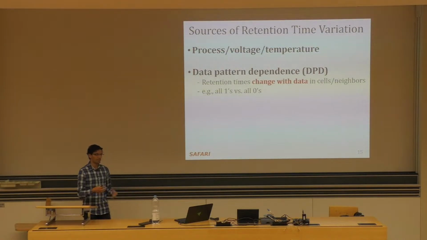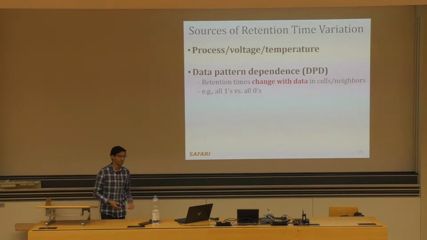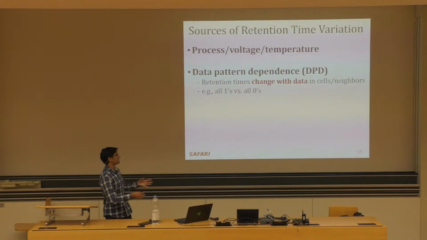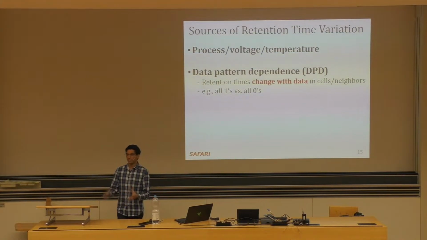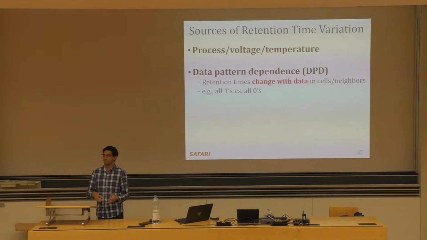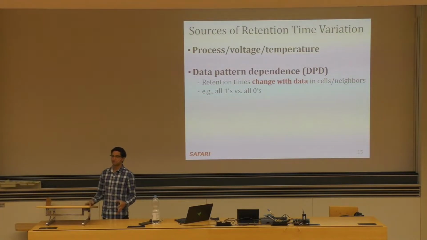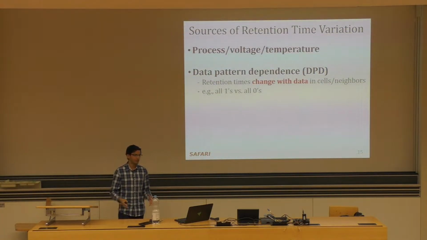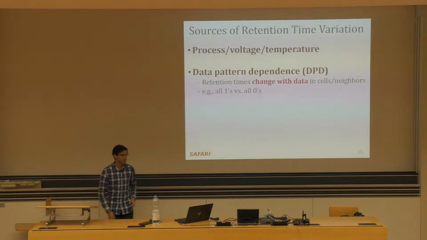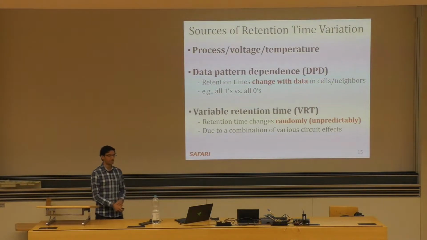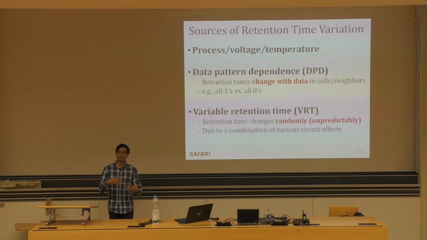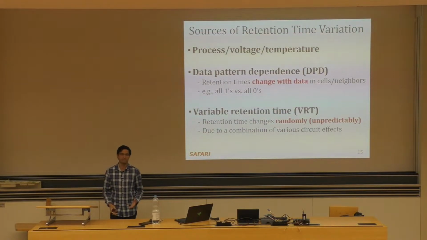A second point is that there's a phenomenon called data pattern dependence, which means that the retention time of any given cell actually changes depending on the data that we program into the cell and into the neighboring cells, right? So if we program this DRAM device with all ones, we expect the cells to have different retention time than if we program them all with zeros. And finally, there's an effect called variable retention time, which leads to random and unpredictable variations in the retention time.